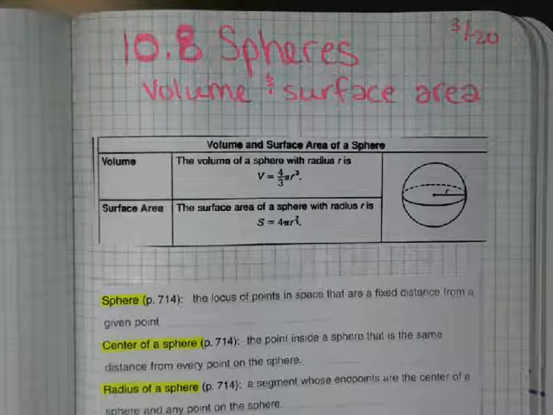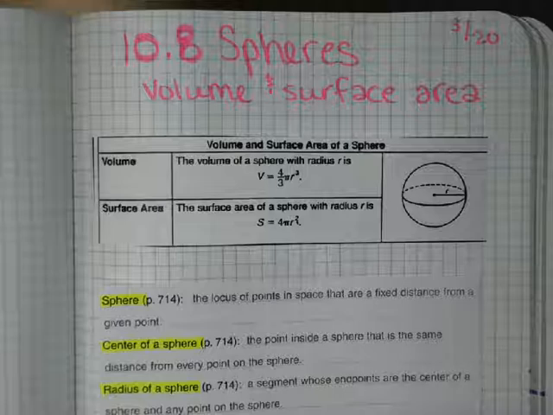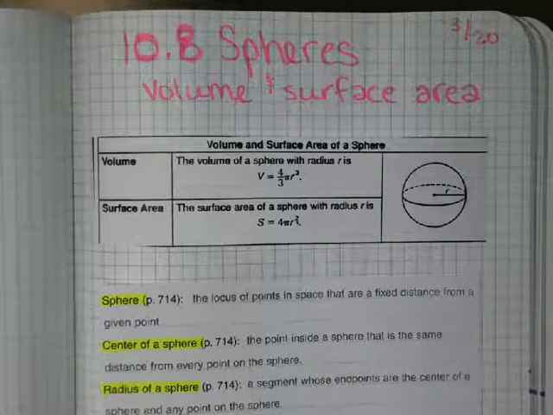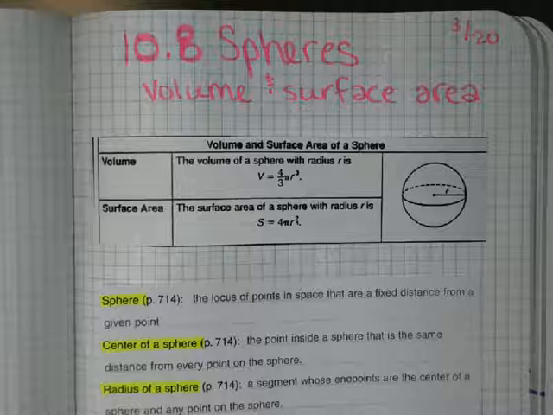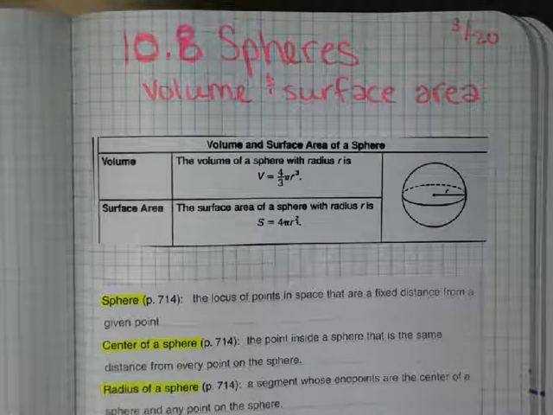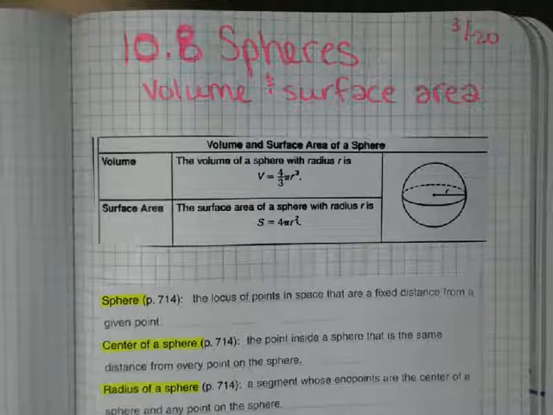Hello, class, and welcome to the last section of Chapter 10 that we'll be talking about. This section we're going to do volume and surface area of spheres. And spheres are pretty popular in our recreational, everyday type things. So all those balls that we're playing with, basketballs, soccer balls, volleyballs, those are all great examples of spheres.